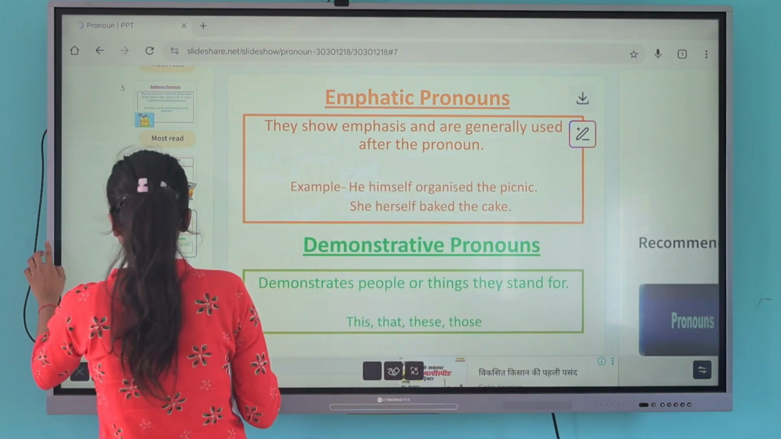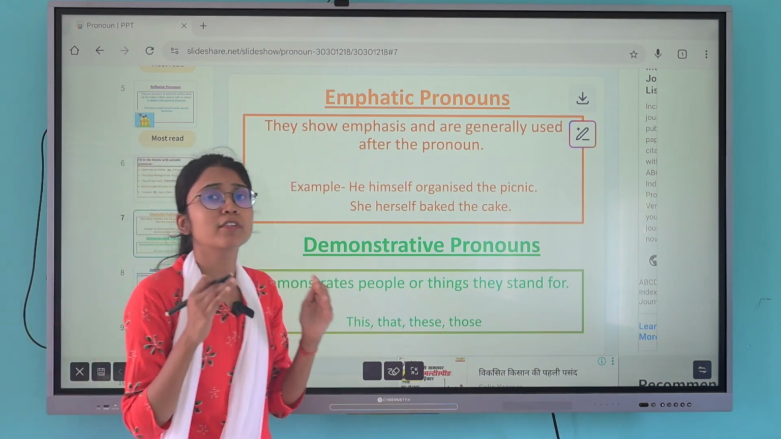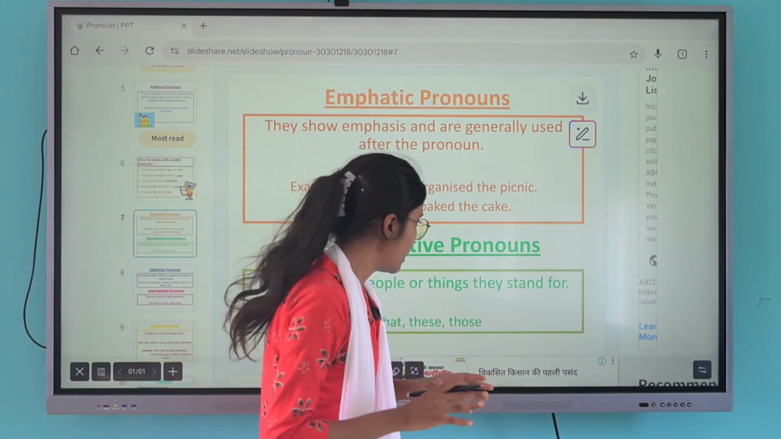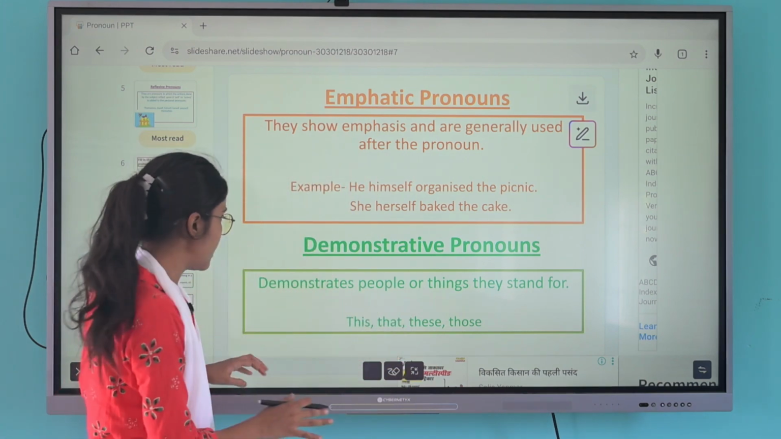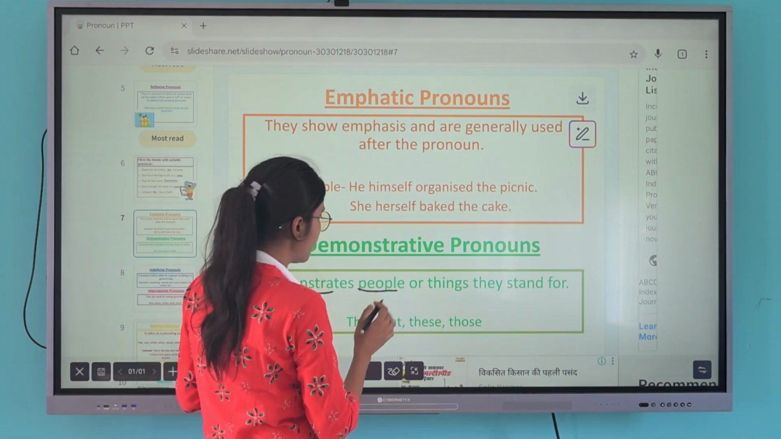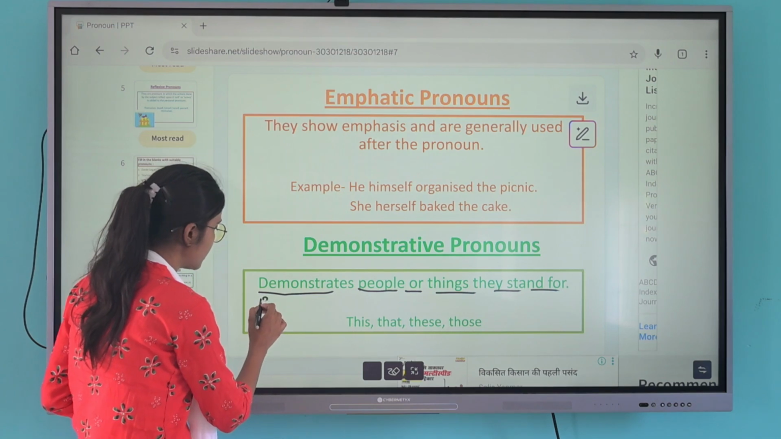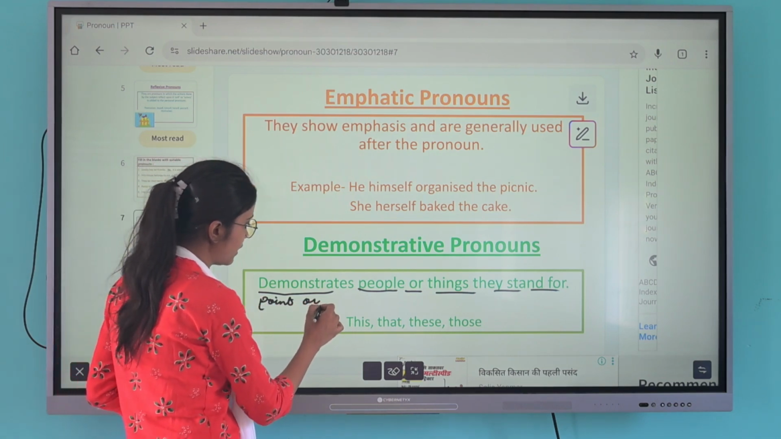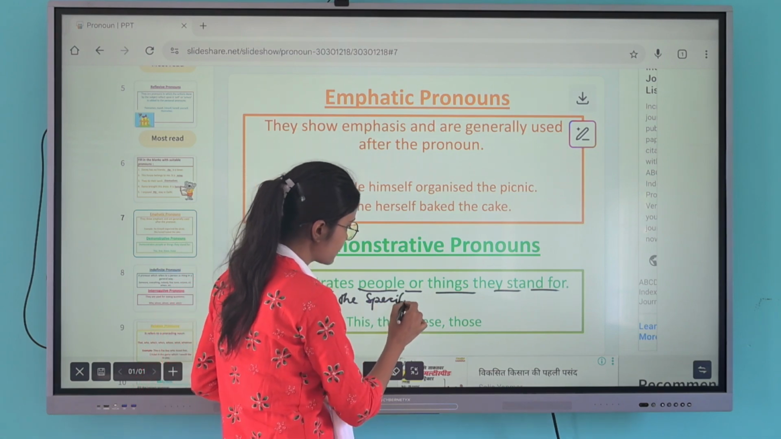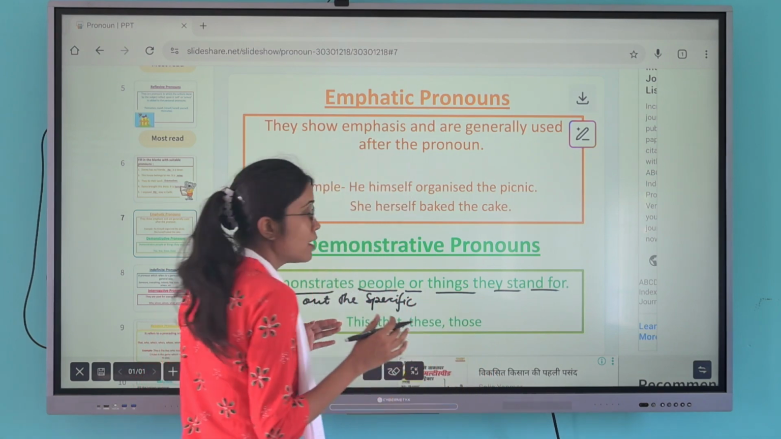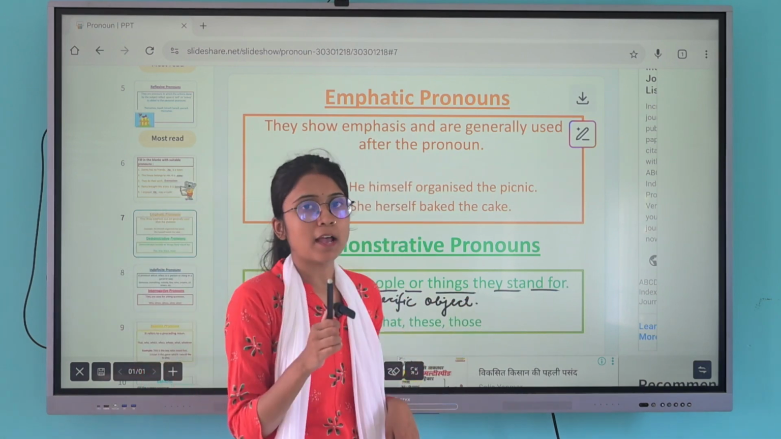Okay, let's move towards the next kind of pronoun, demonstrative pronouns. Demonstrative pronouns are very easy. They point out the specific objects, for example, this pen is mine.